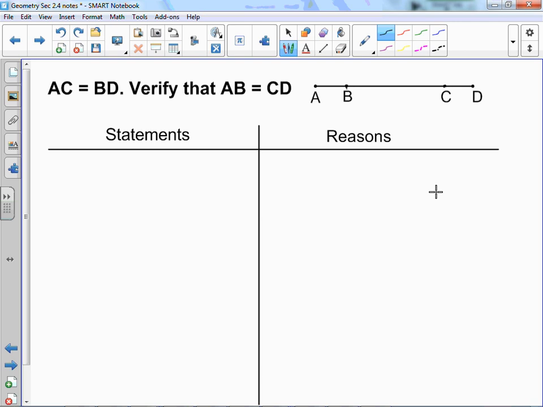So first thing we're going to do is start with the information that they gave us, which is that AC equals BD. Right? The verify part, they didn't give it to us. That's what we're trying to show is true. So this is the only part that's given to us. AC equals BD, and that is given.